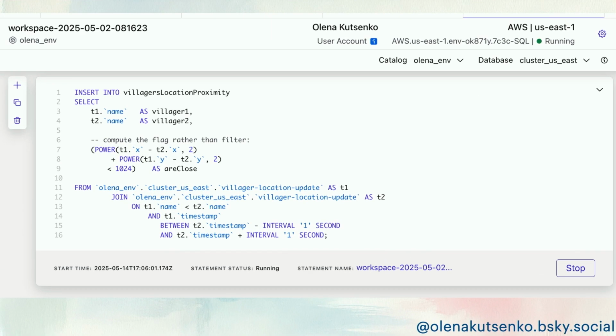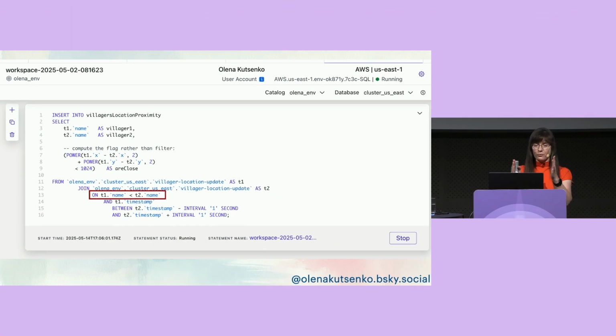With Flink you can work with SQL, with Python, with Java. This is SQL. Here we are looking at two villagers. From all the locations of the villagers which are coming through our topic, we look at two villagers, and here I try to be smart. We are comparing them by name, taking only two different villagers and only one direction. For example, Judy and Louis, but Louis and Judy we don't need. It's a mathematical approach so that we only compare one side.